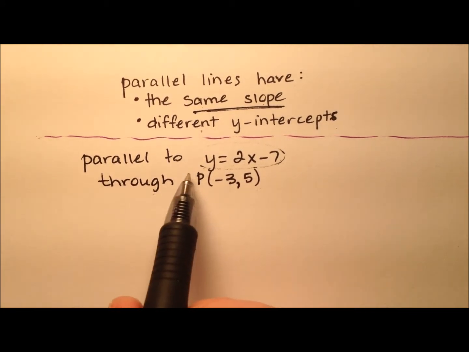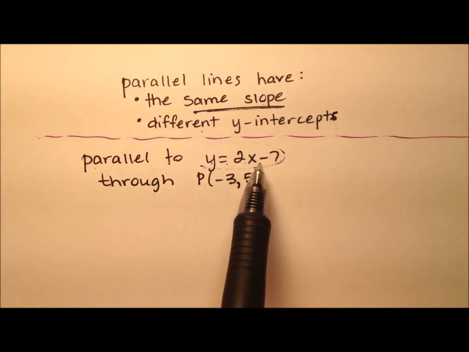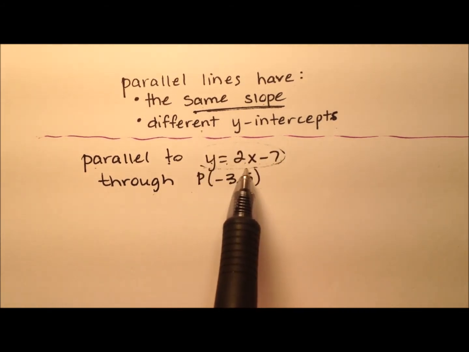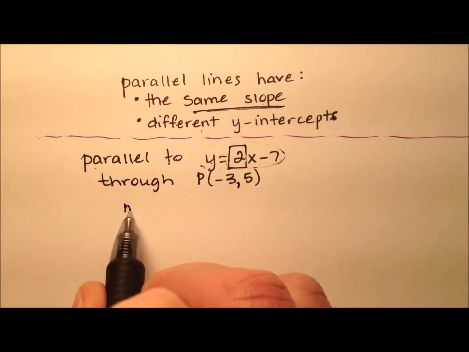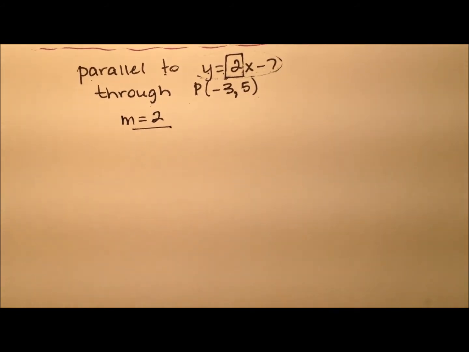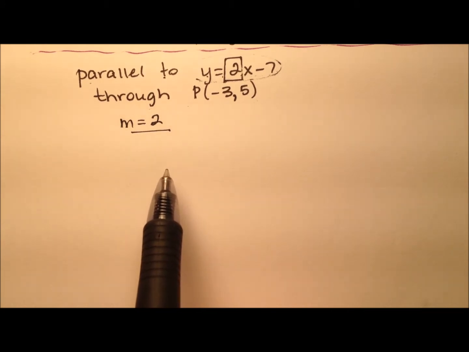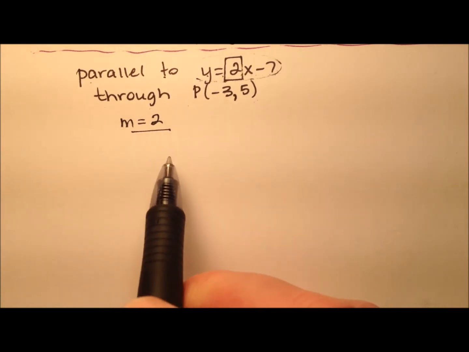Okay, so in this first example, we want to write the equation of a line that's parallel to y equals 2x minus 7, but passes through this point P, negative 3, 5. If this is written in slope-intercept form, I know that the slope is 2. So I can say m equals 2 because parallel lines have the same slope. Let's write our new line in point-slope form first, and then in slope-intercept form, and I'll show you something we can do with those two.